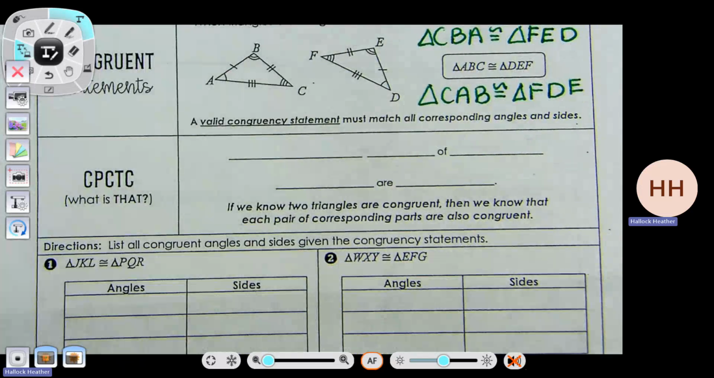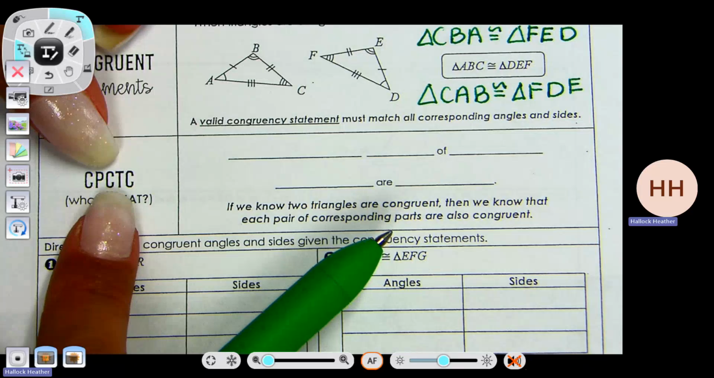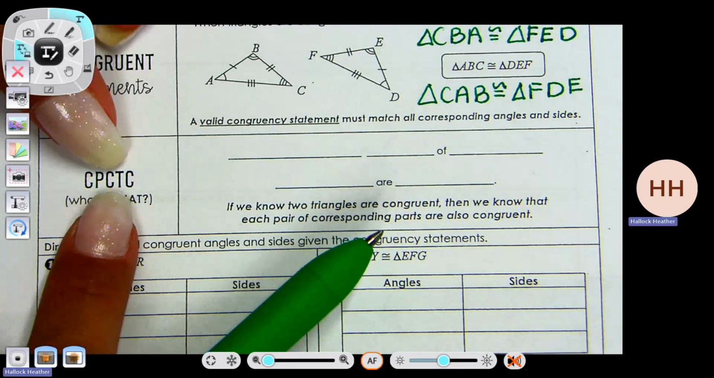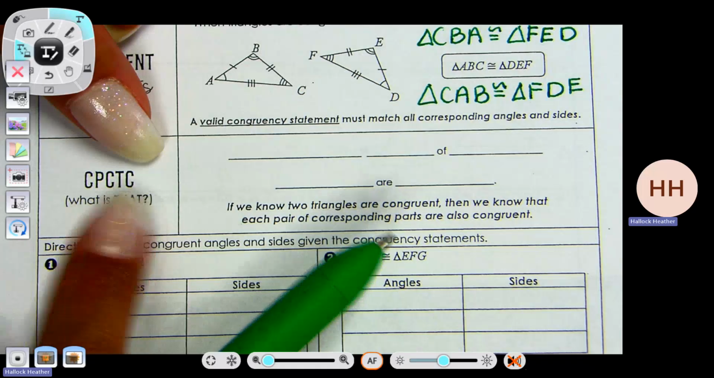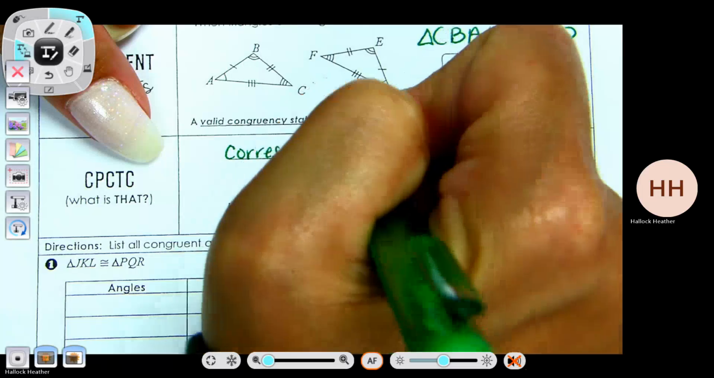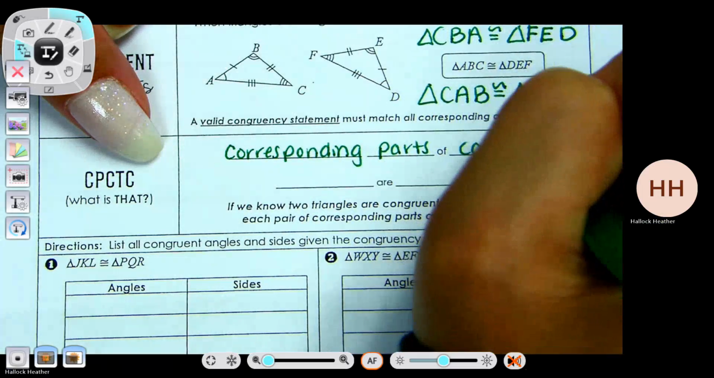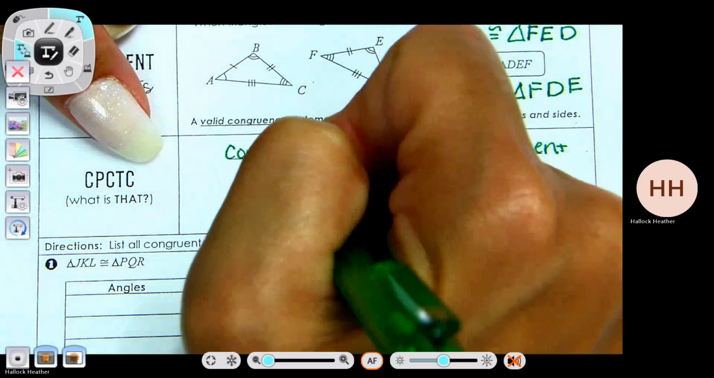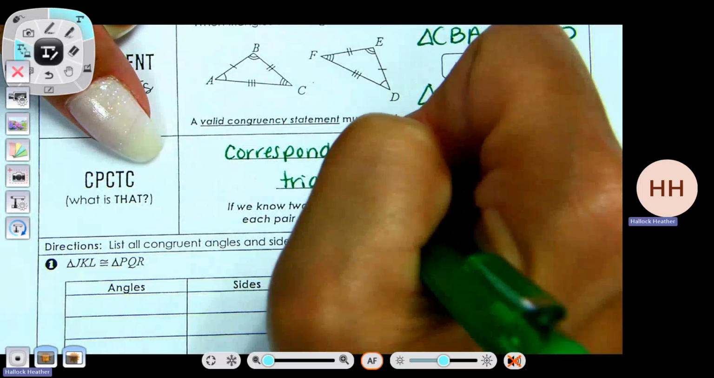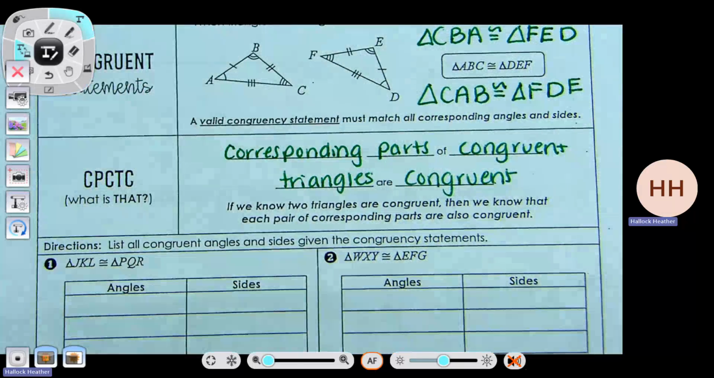So when we do proofs at the end of this week, because we'll do proofs with triangles for a day, there's this thing called CPCTC, which is shorthand for a really long sentence, which stands for corresponding parts of congruent triangles are congruent. Didn't you know? So we're going to write that. Corresponding parts of congruent triangles are congruent.